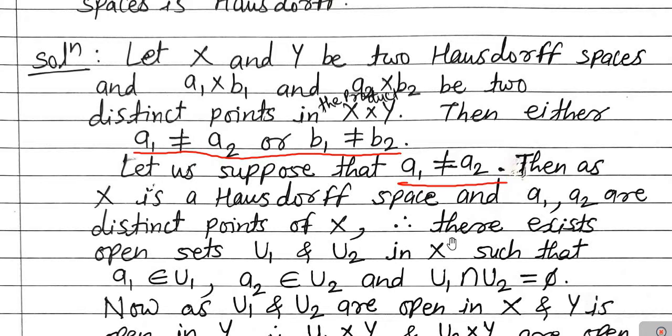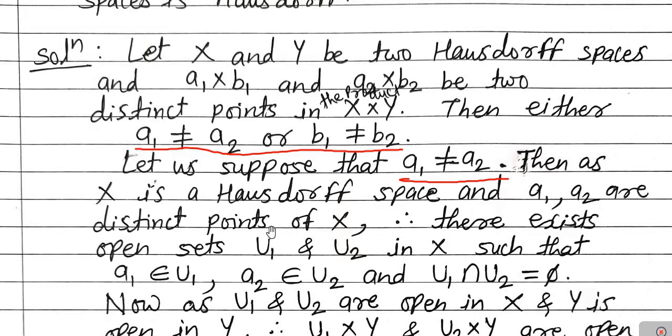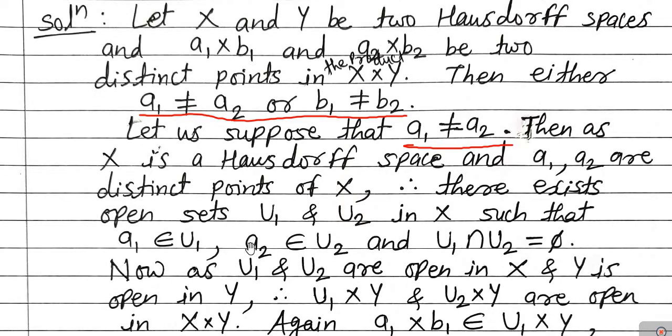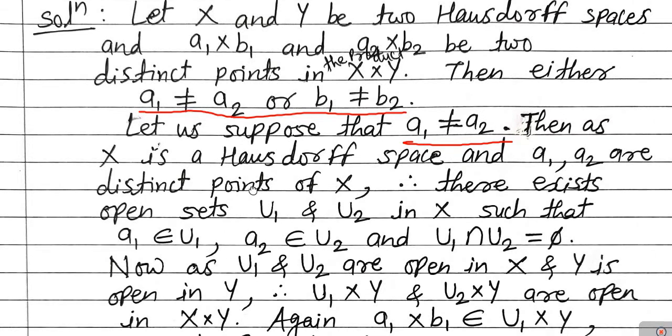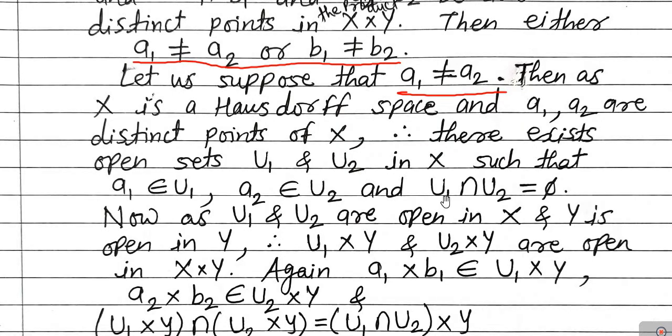of Hausdorff space, there exist open sets, meaning neighborhoods U1 and U2 of points A1 and A2 respectively in X, such that A1 belongs to U1 and A2 belongs to U2, meaning U1 is a neighborhood of A1 and U2 is a neighborhood of A2, and their intersection is empty, meaning they are disjoint. So U1 intersection U2 is empty. This is by the definition of Hausdorff space, which we studied just 2 minutes before. So such neighborhoods exist for A1 and A2.